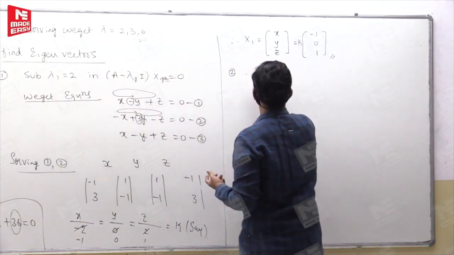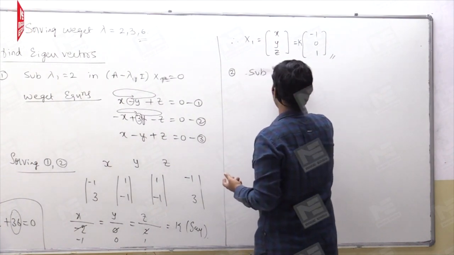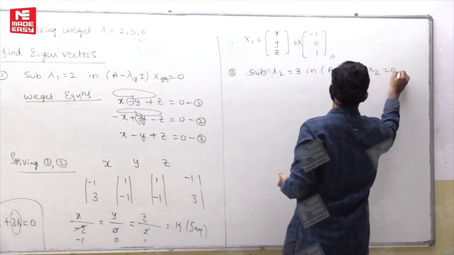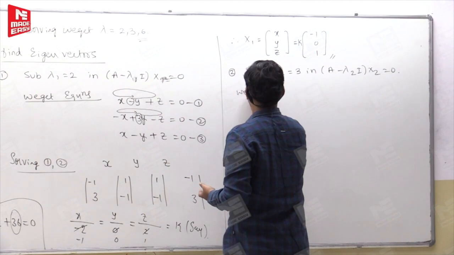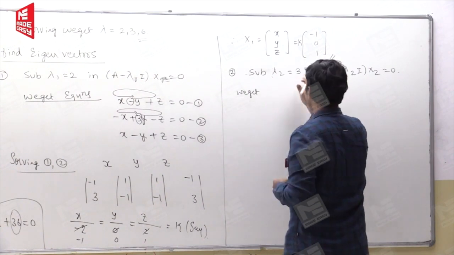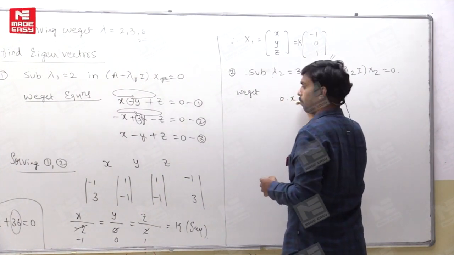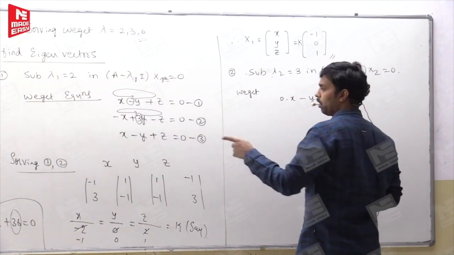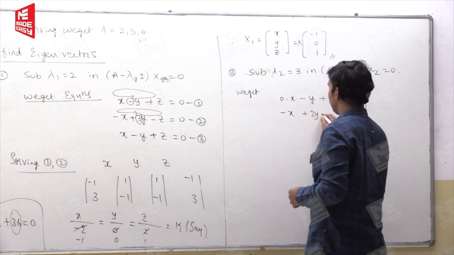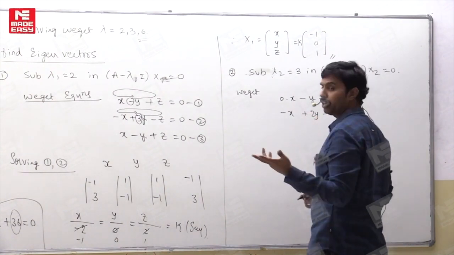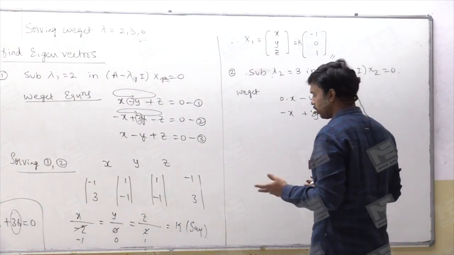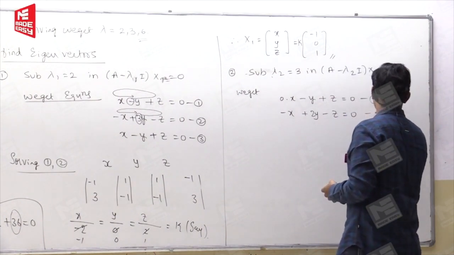Substitute lambda 2 is equal to 3 in A minus lambda 2 I into x2 is equal to 0. Then we get the equations here. So 0x minus y plus z is equal to 0, and minus x, and 5 minus 3 is 2, so plus 2y minus z is equal to 0. Any two independent equations are enough. So here we are getting two independent equations, and I can go ahead with the fourth and fifth.